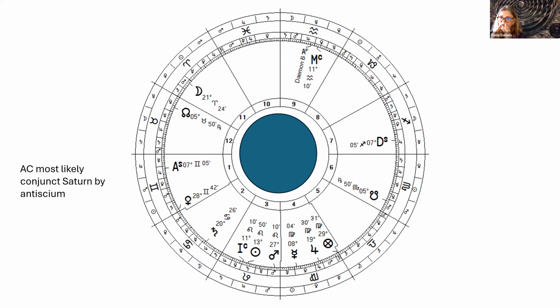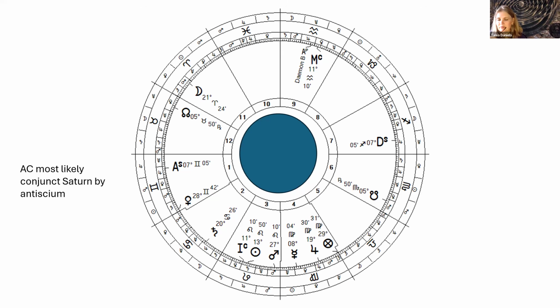I mean, the degrees are very close. But usually the Antiscia have a very tiny orb, so we are talking about 1 degree. So I'm not sure how tight your square is. It's an exact square. It's partile, yes, that was my point. A partile square, yeah.